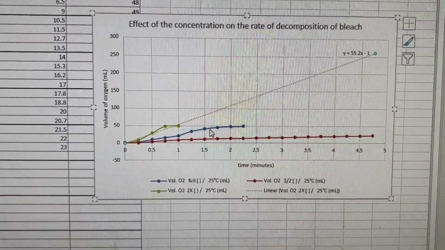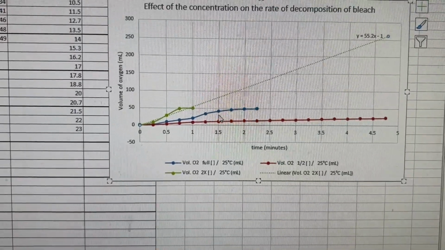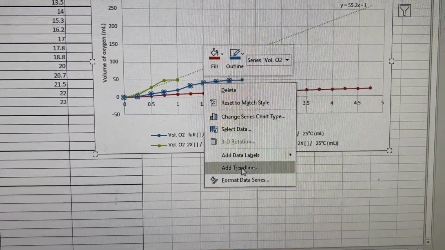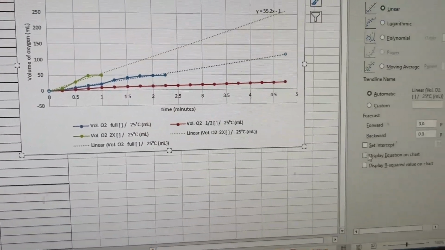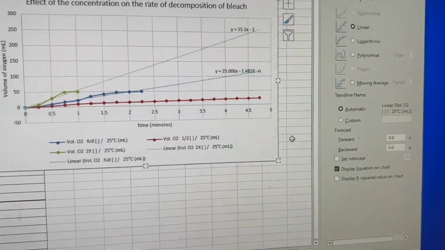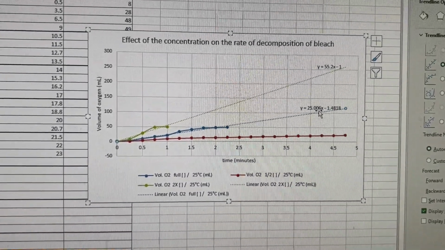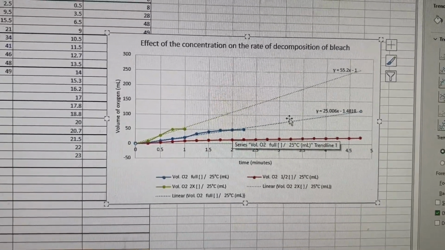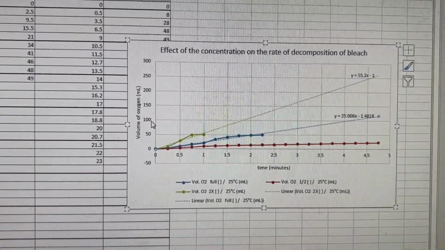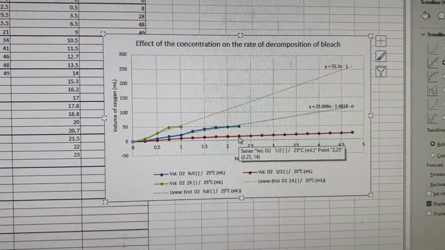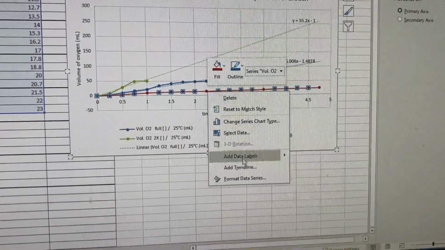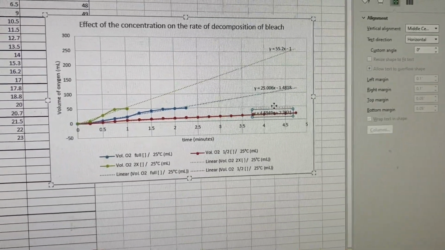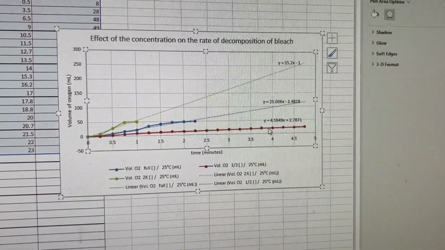We can compare that with the 2% bleach. So we're going to right click on a dot, add the trend line, and again display the equation. And now we have 25. So for the 2% bleach, the rate of the decomposition reaction is 25 milliliters of oxygen per minute. Going down to the 1% bleach, again add a trend line, display the equation. Move this a little bit so we can see it. 4.59.